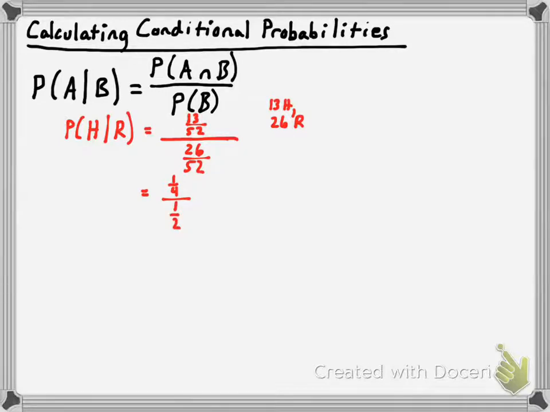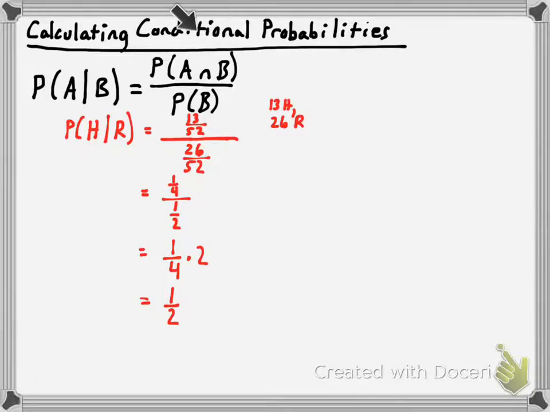And then whenever you divide one fraction by another, you know to multiply the first fraction by the reciprocal of the second one. So you can make that 1/4 times 2. And that gives you 1/2, which is what we deduced earlier as the probability of getting a heart, given that you're going to get a red card from a deck of cards. All right, so hopefully you've got a good idea of what conditional probability is.